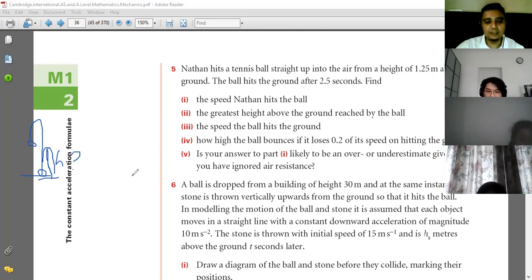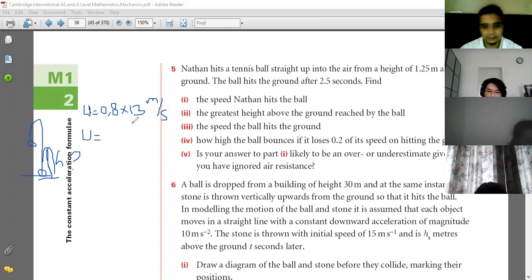If it loses 0.2 of its speed, what is its speed when it is leaving the ground? That means 0.8 of 13, right? The speed when it reaches the ground is 13 meters per second, so if it loses 0.2, the rest is 0.8. So the initial speed when it bounces is 0.8 times 13. How much is it? 10.4. So now it has a speed of 10.4 meters per second going up.